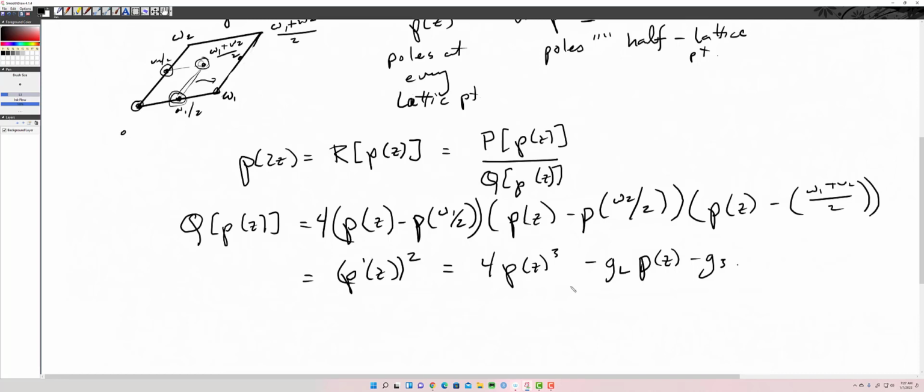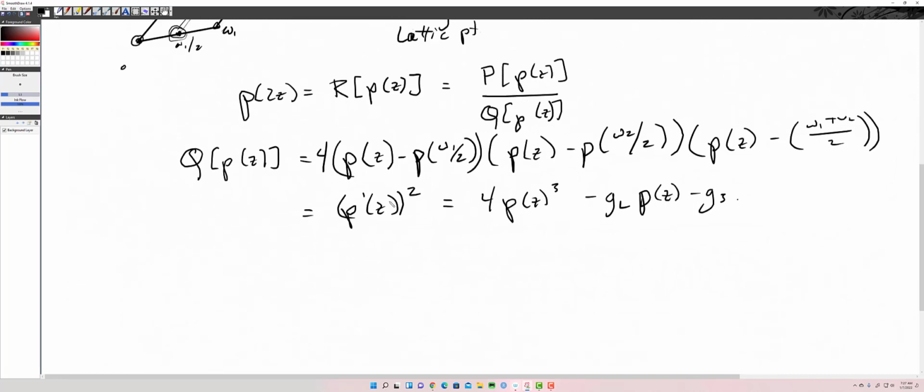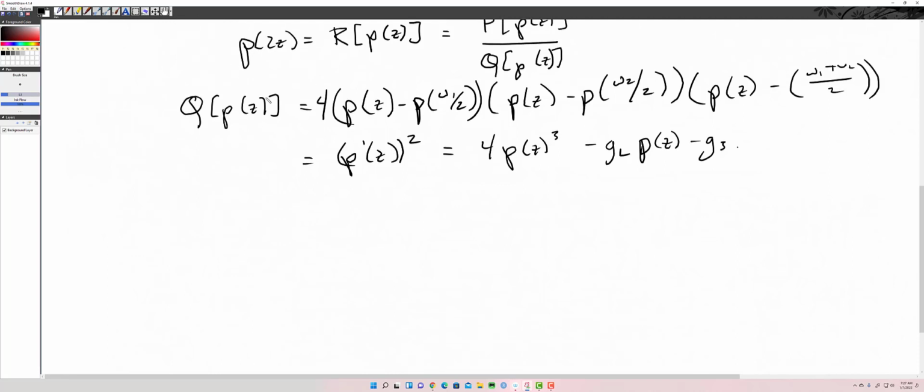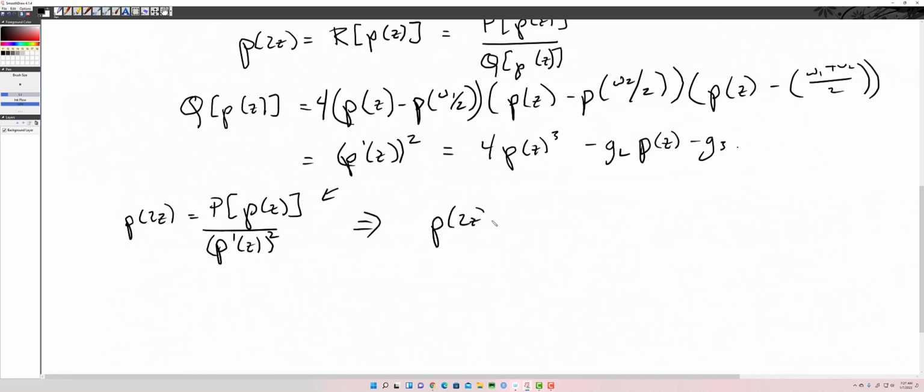So I have a good representation for my denominator. Now I also have P of 2z. So here's the way I'm going to operate. I need P of z, right? So what I do is I say, well, then this must be true, okay?